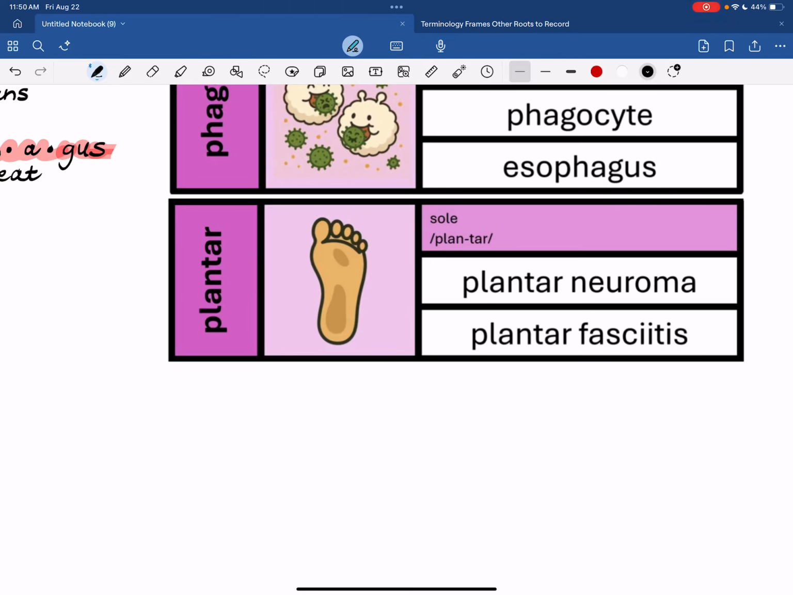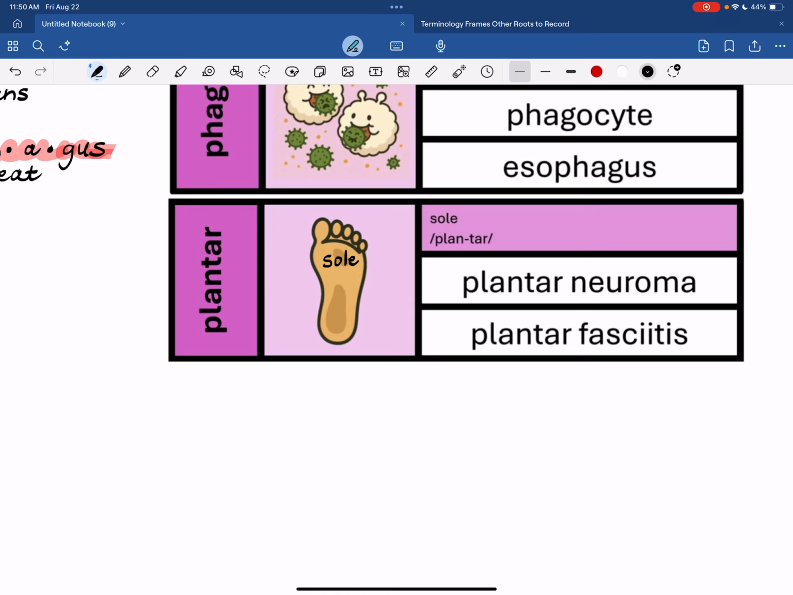The last definition set on this page is for plantar. Plantar refers to the sole of the foot. This is the bottom of the foot. So if we were looking at this patient, maybe she's lying down and I'm looking at the bottoms of her feet. Plantar is sole.